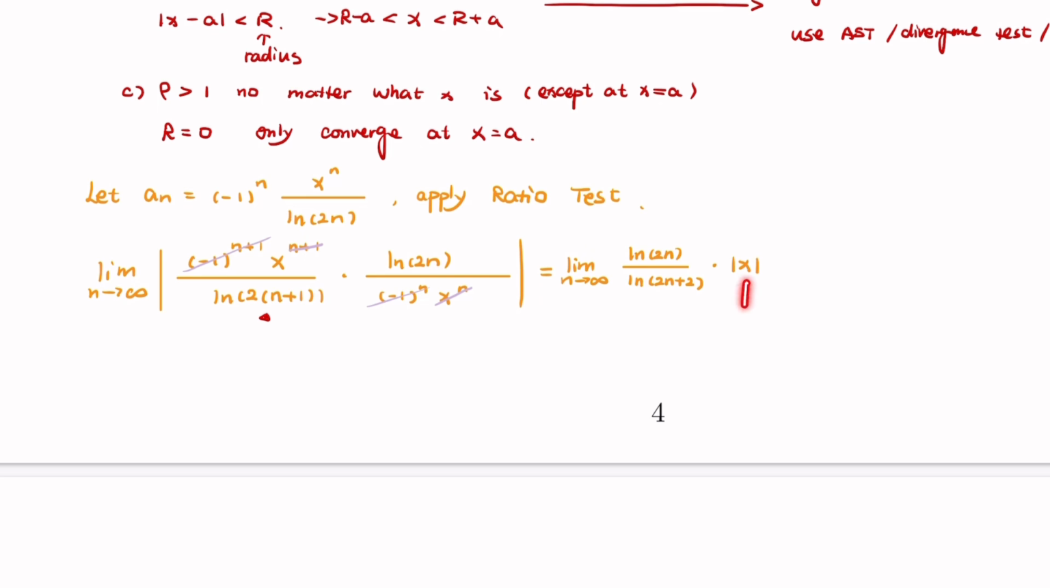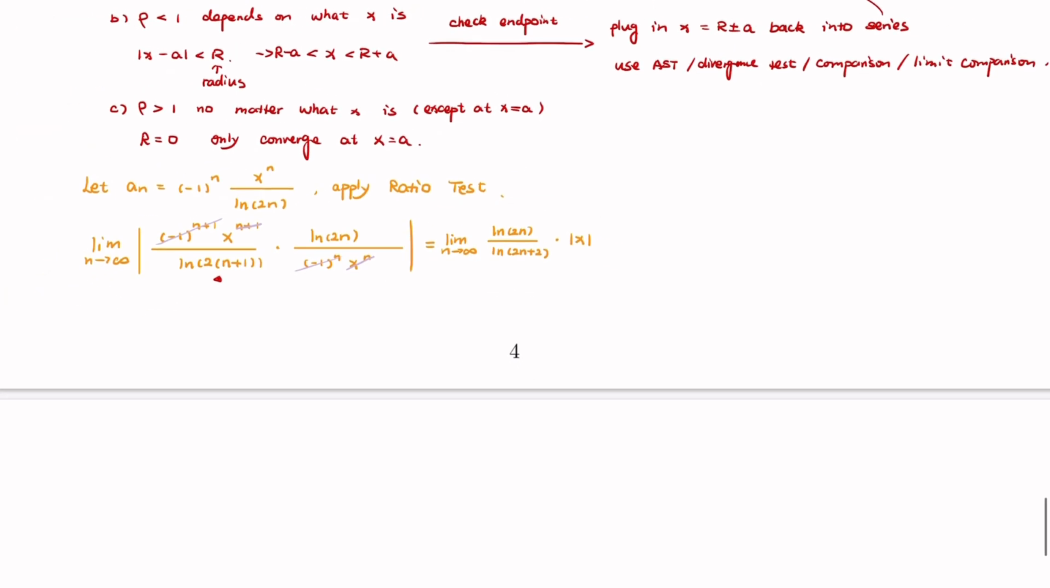And since this x has no n inside, which means you can treat it as a constant and put it outside. You only need to evaluate this limit. So maybe I'll add one extra step here to take it outside because they are the same thing. So you can treat it as a constant because there is no n. So what we need to compute here is actually the limit as n goes to infinity of ln 2n over ln 2n plus 2.